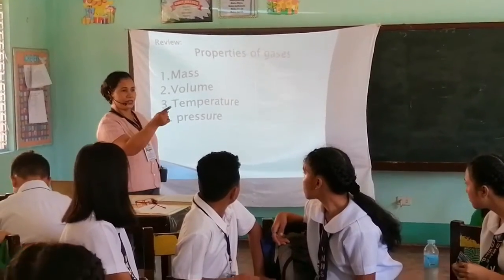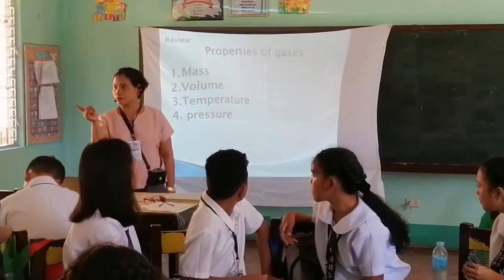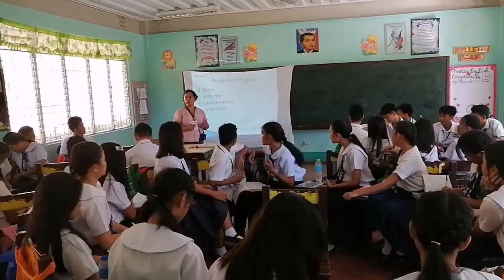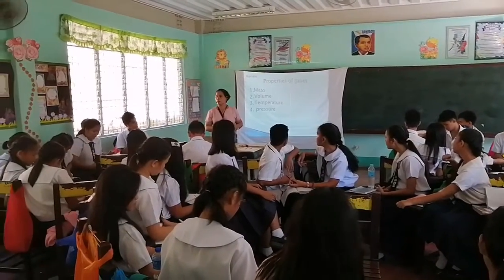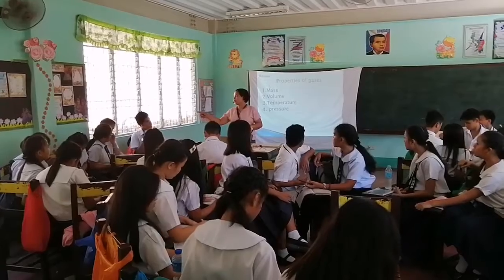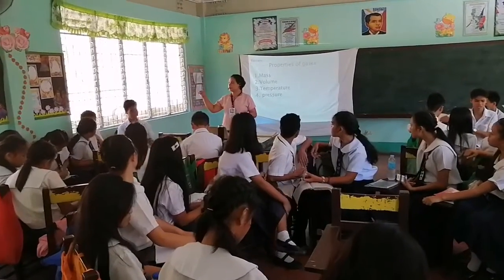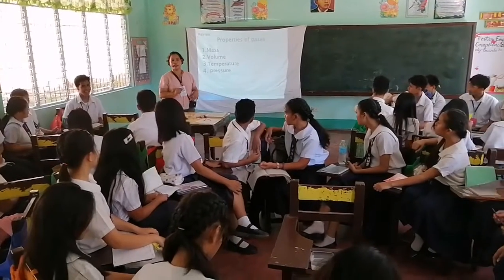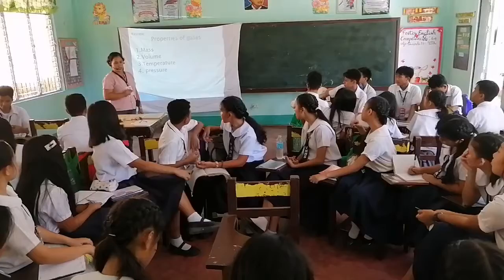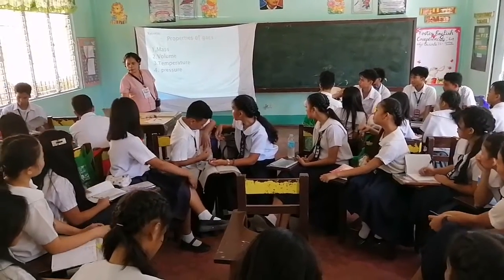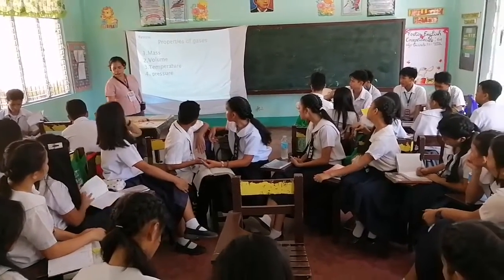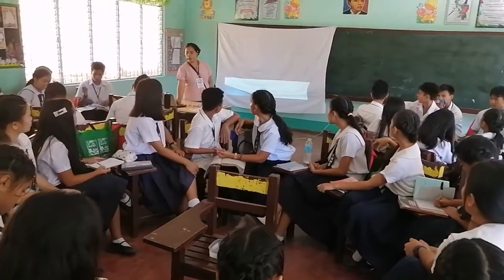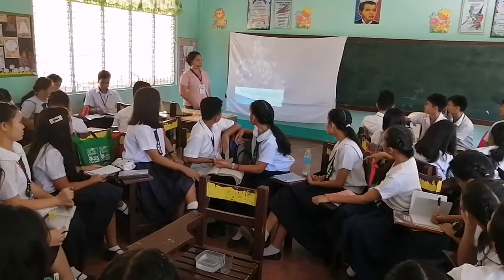Then, when we say mass, what does it mean? That is the space occupied by an object. And then what about the temperature? Okay, stand up. That is the hotness and the coldness of an object. So, and then also the pressure. So these are the 4 properties of gases. Before I'm going to proceed, I want you to see this video.